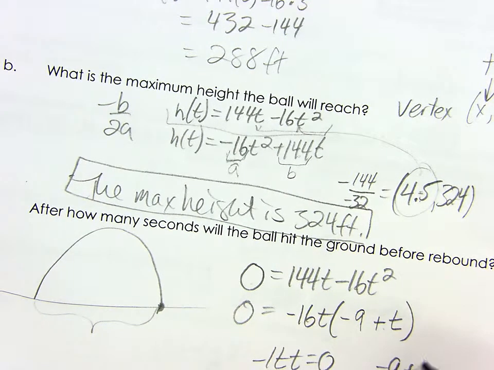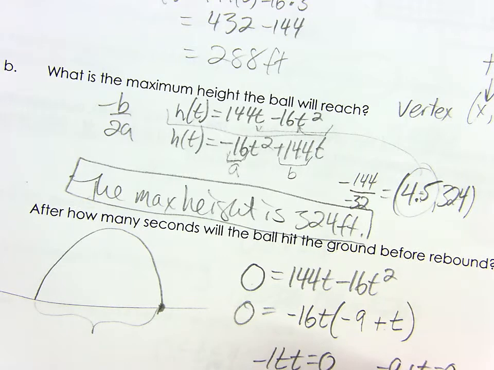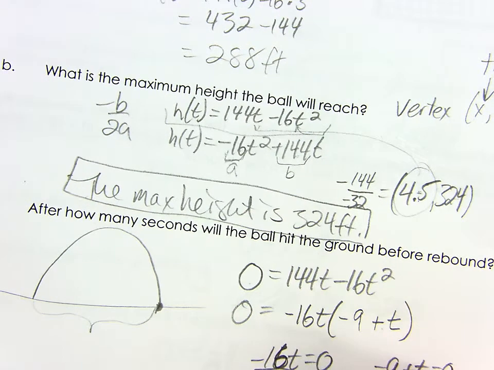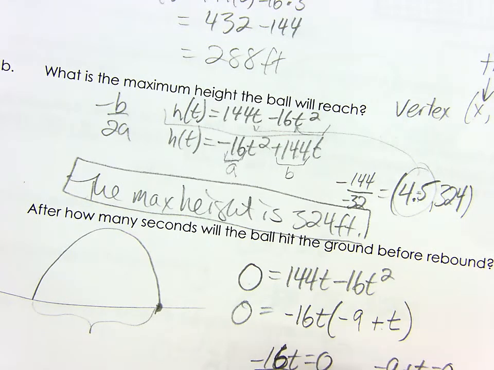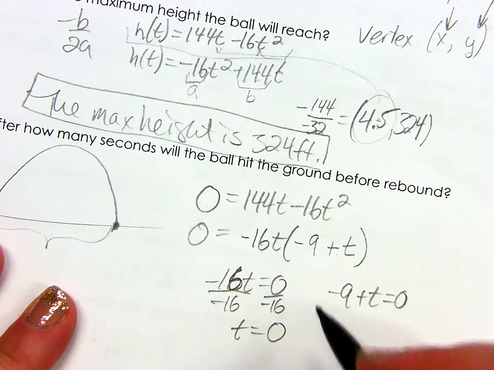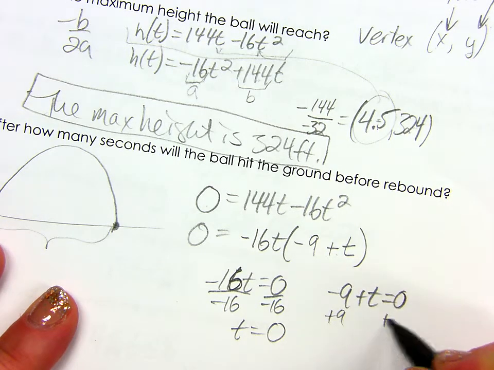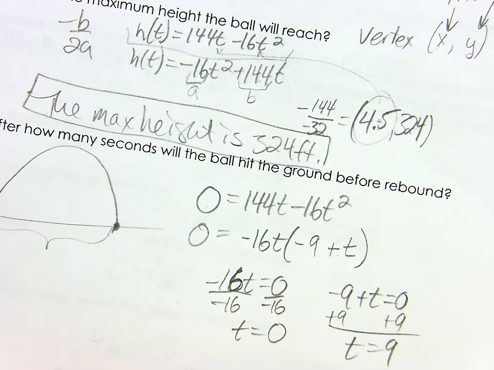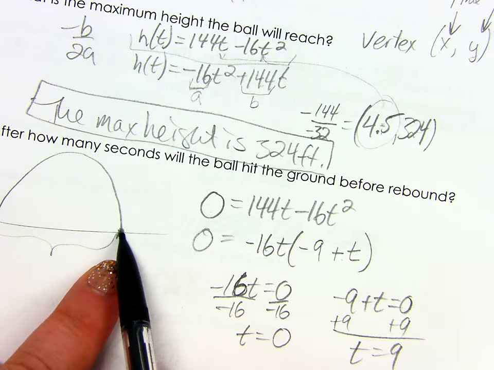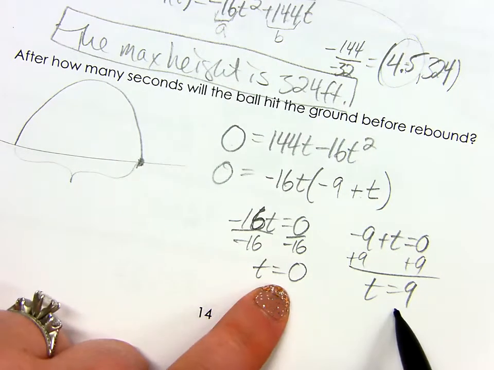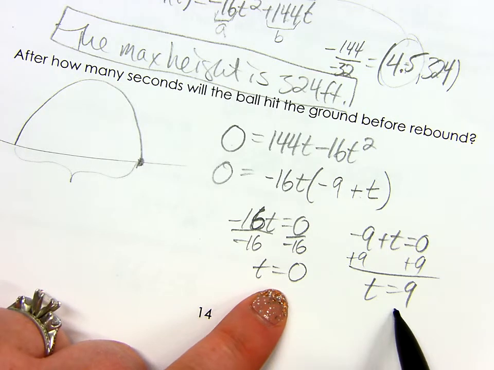One of them is 9. Each factor equals 0, so negative 16t equals 0 and negative 9 plus t equals 0, and I solve each one. Dividing by negative 16, one of my answers is 0. The other answer, adding 9, I get 9. Now, are there 2 answers for this?